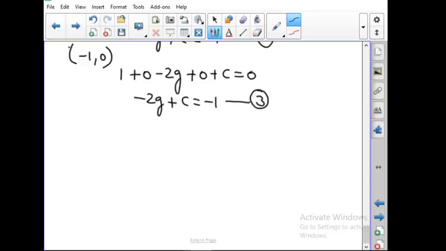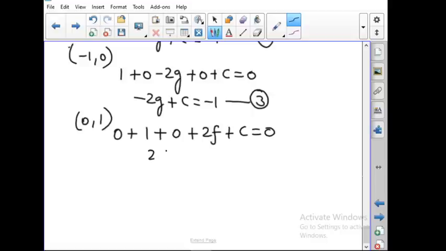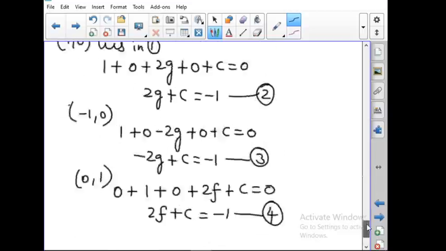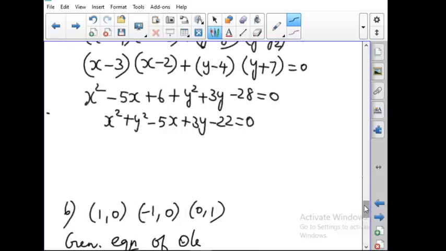Let us substitute the next point, which is (0, 1). So in the place of y, we have to substitute 1. So 0 plus 1 square is 1, plus 2gx is 0, plus 2fy is 2f, plus c is equal to 0. So your equation now is 2f plus c is equal to minus 1. Take this equation as number 4. So now you can easily solve these three equations to find the values of f, g and c.